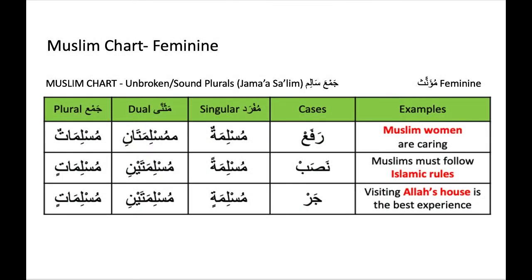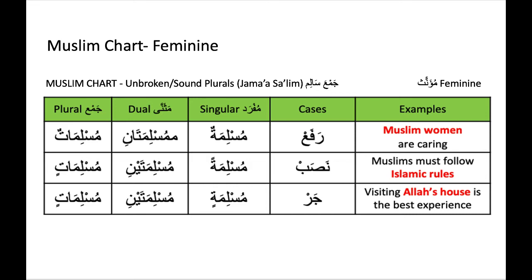Let's look at Muslim chart feminine. Rafa state, nasab state, jar state. Muslimatun, muslimatan, muslimatin. Let's look at the singular, dual and plural, how it changes in Rafa state. You can see it's muslimatun, muslimatani, muslimatun. I'll repeat, muslimatun, muslimatani, muslimatun.